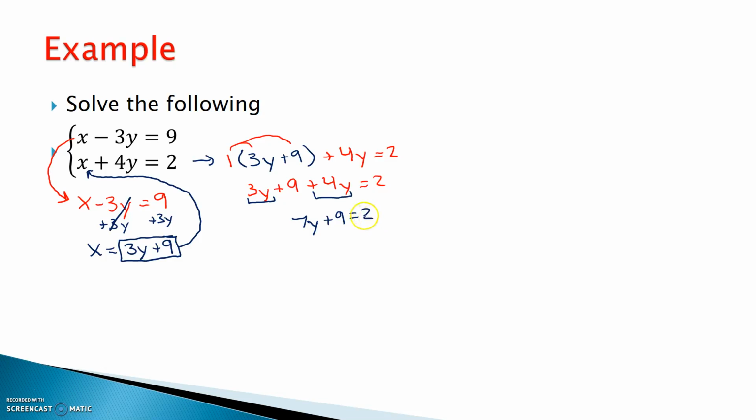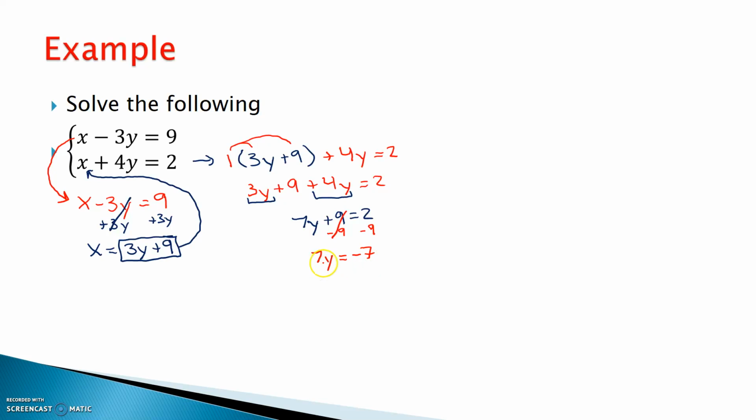Hey, this just became a two-step equation. All right, how do we get rid of that 9? I say, hey, opposite of plus 9 is minus 9. Inverse operations here. These guys cancel out. I have 7y is equal to, what the heck is 2 minus 9? Be careful there. That's actually going to be a negative 7.